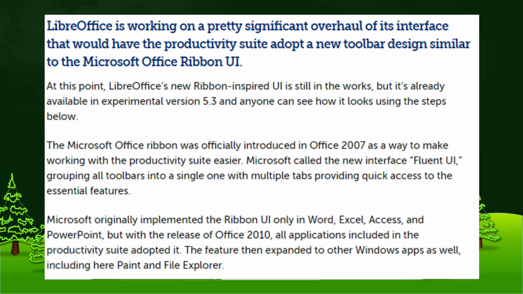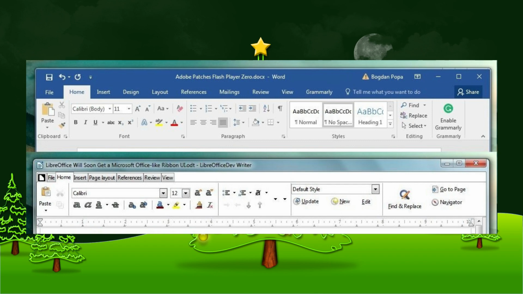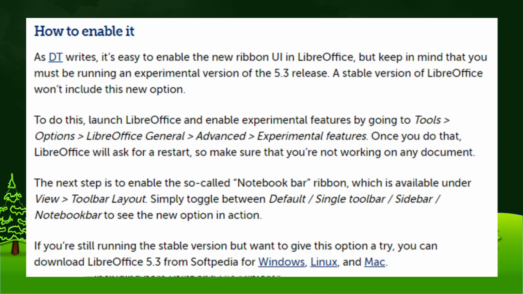LibreOffice is getting a new interface, very similar to the Microsoft Office Ribbon Bar. At the moment, the new interface is an option in version 5.3. To enable the new toolbar, go to Tools, Options, LibreOffice, General, Advanced, Experimental Features. And once you do that, you'll have to restart LibreOffice. The next step is under View, Toolbar Layout, and then simply toggle between Default, Single Toolbar, Sidebar, or Notebook Bar to see the new option in action.